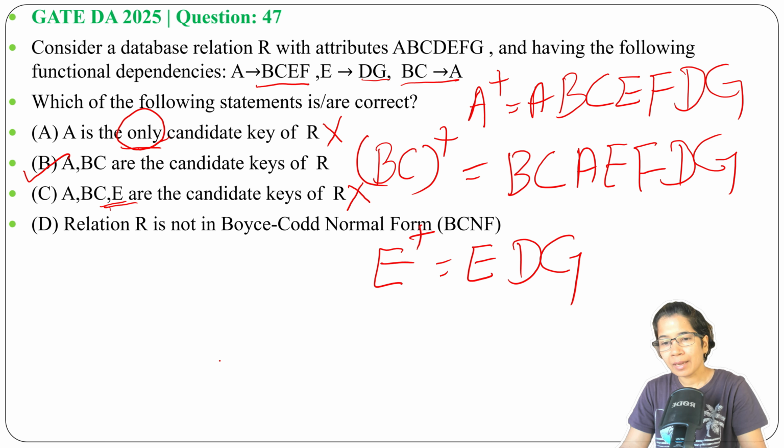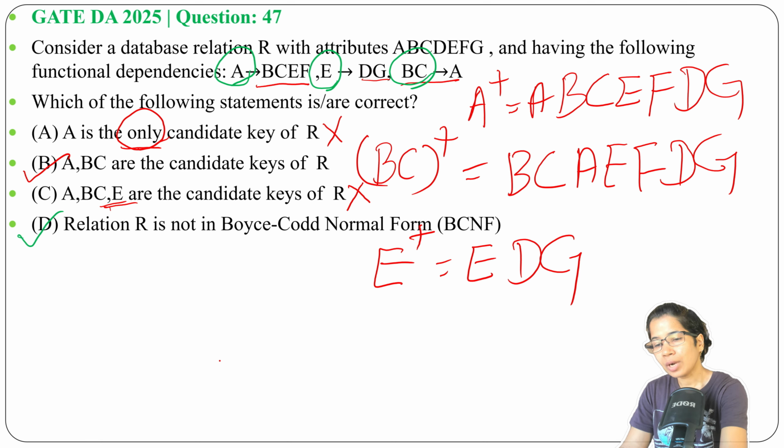Next option D, relation R is not in BCNF. For BCNF, all the LHS attributes should be candidate keys. A is a candidate key, BC is a candidate key. Okay, but what about E? E is not a candidate key. Hence, this is not in BCNF. Option D is true as here it's written not in BCNF.